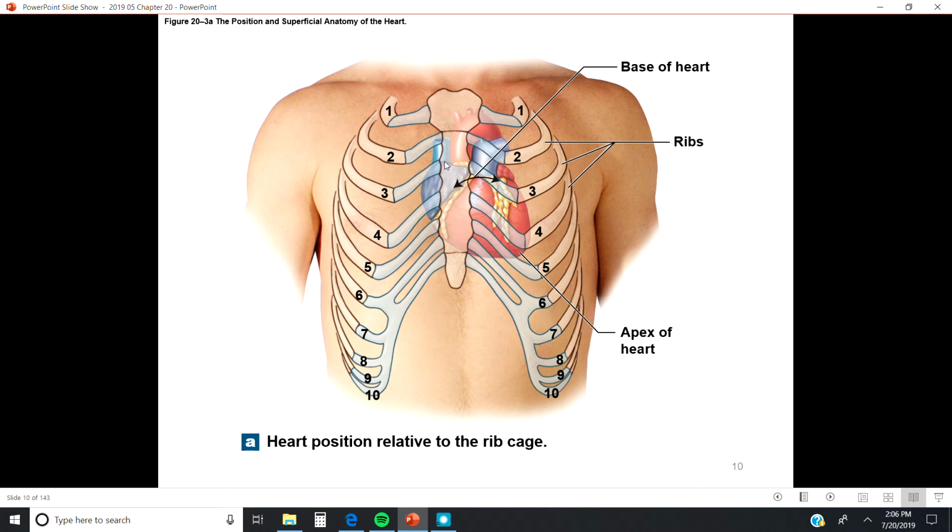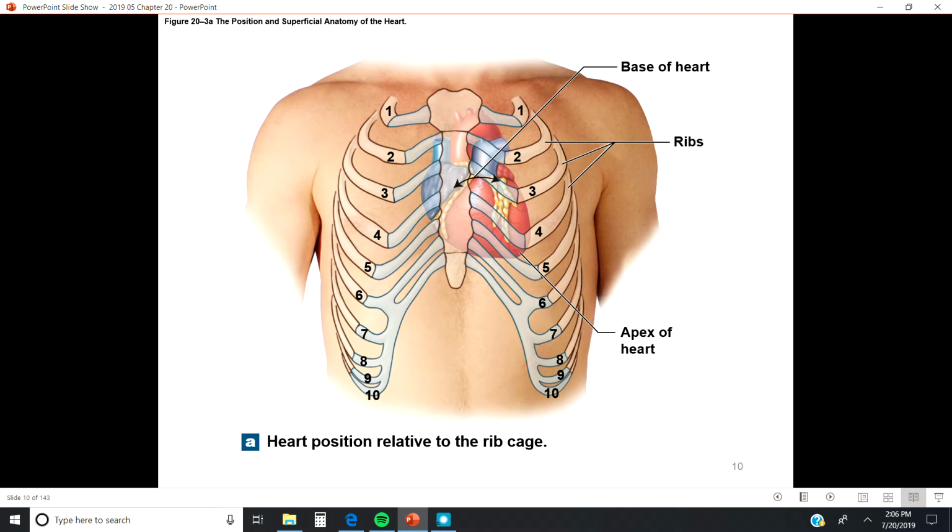base. And again, if you look at the base, there's big blood vessels. One here, one there, one there. These are called the great vessels. They're going to be up top, while the tip of the heart here is the apex. And notice it's between the number 4 and the number 5 rib.